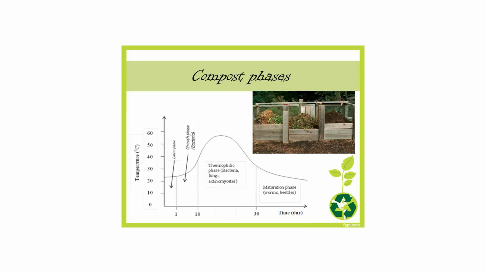So we have a diagram of how these compost phases look. First we have a latent phase or adjustment phase, in which microorganisms adjust to this kind of system. Then we have a growth phase, also called the mesophilic phase. It lasts approximately 9 to 10 days. Then we have a thermophilic phase where the temperature is rising. In this phase, bacteria, fungi, and actinomycetes are very important to make the compost. After 30 days, we have a maturation phase, which includes the higher species like worms, beetles, centipedes, etc., which in the end produce the compost as we know it.